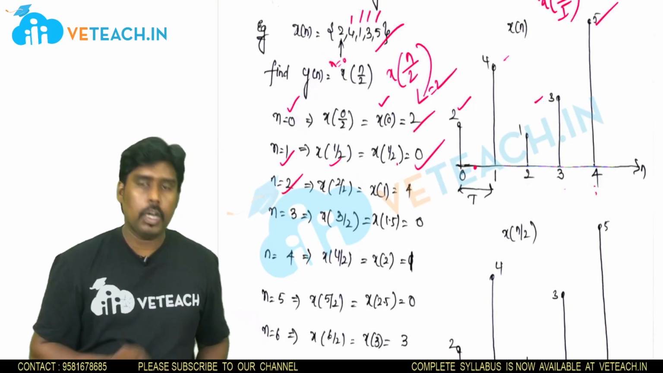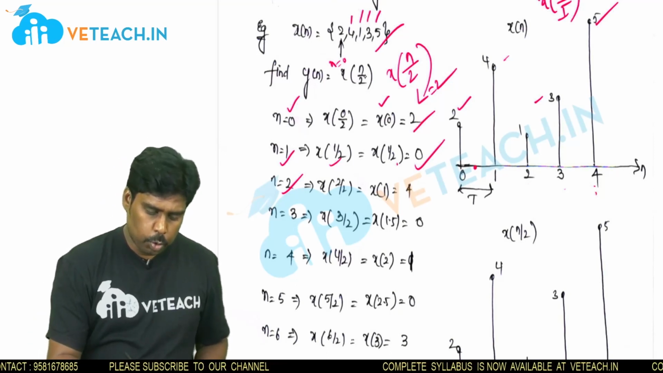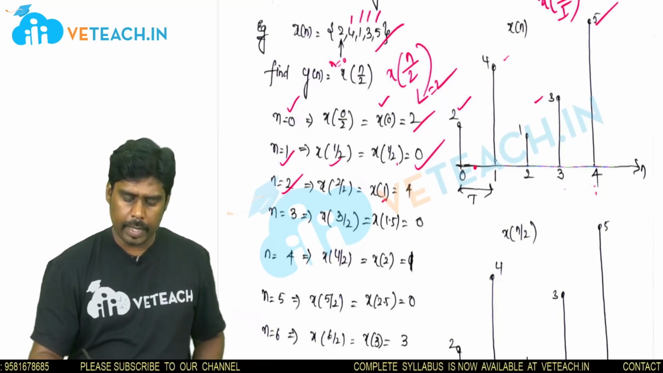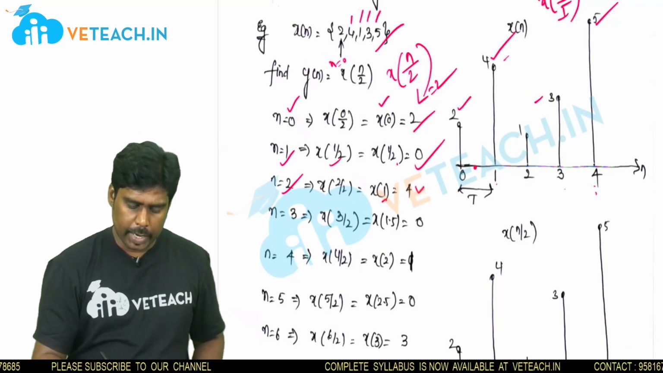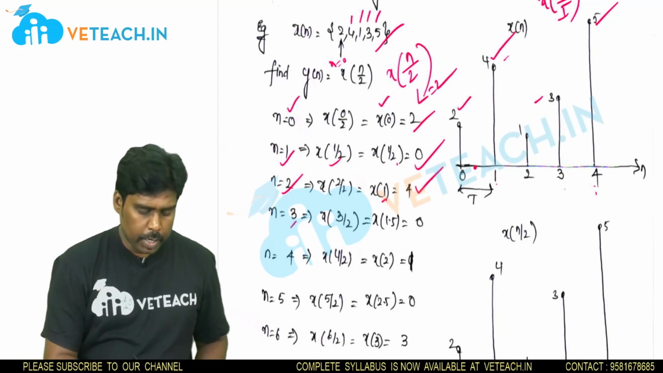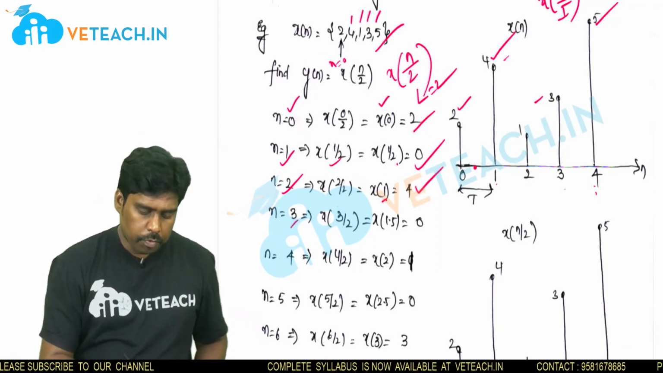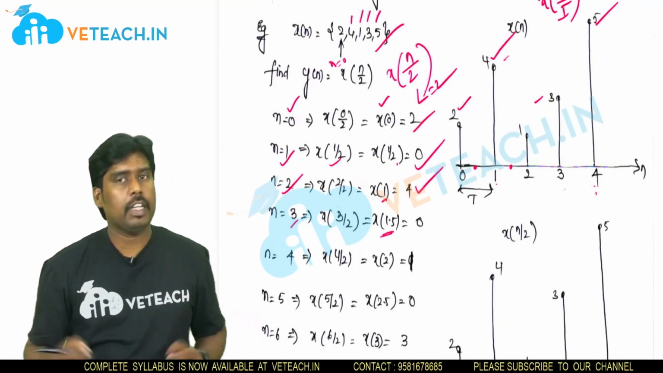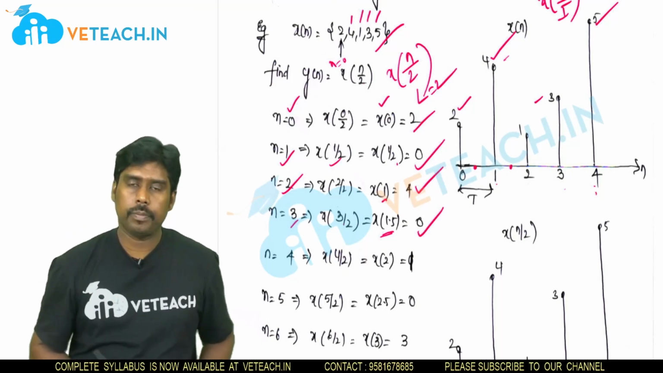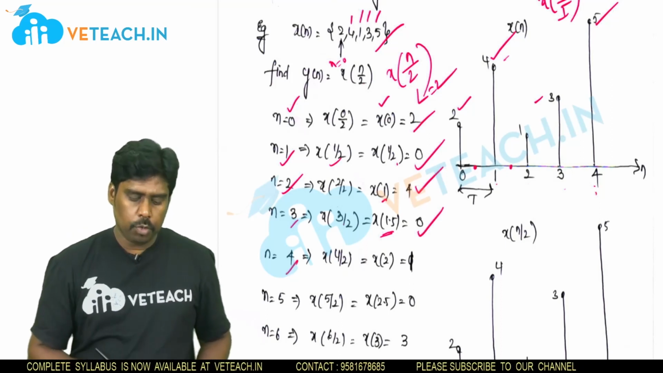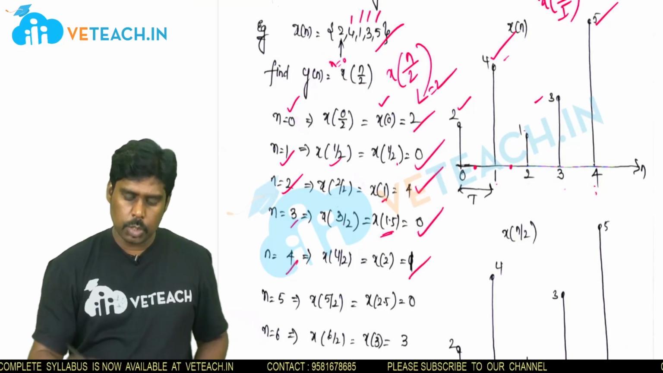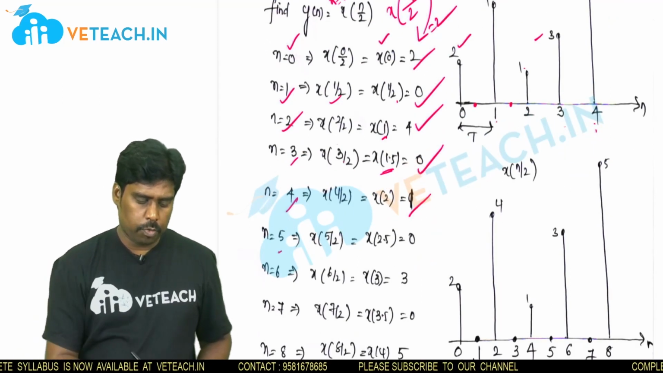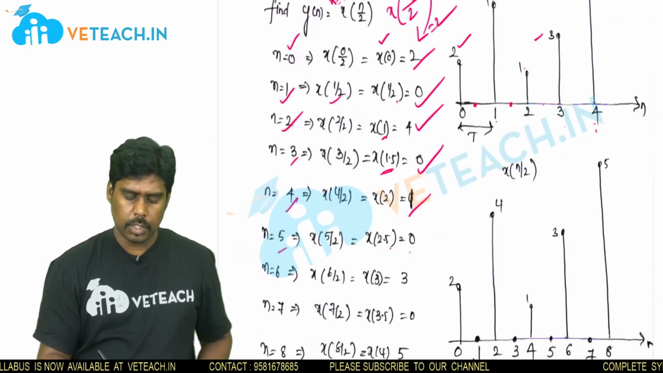Next put n equal to 2: x of 2 by 2 is x of 1, and at x of 1 the value is 4. Write down 4. Then put n equal to 3: x of 3 by 2 is x of 1.5. At 1.5 we don't have any value, so it is 0. Put n equal to 4, you will get this 1. Next put n equal to 5: 2.5, no value is there, so 0.